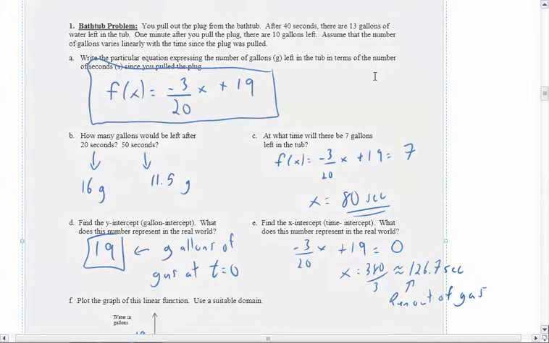Okay, I started filling out this one here, and we kind of went over this in class, but just to show you, the bathtub problem. Here's what it says. After 40 seconds, you have 13 gallons of water left in the tub. So there was a certain amount at the beginning. We don't know what that is. After 1 minute, you pull the plug. After you pull the plug, there are 10 gallons left.